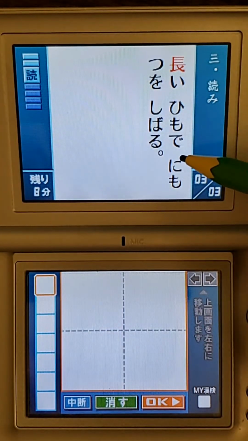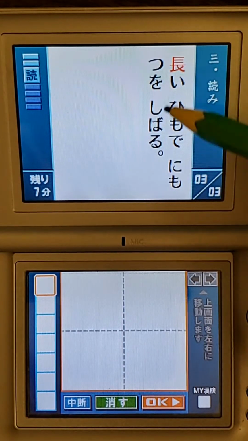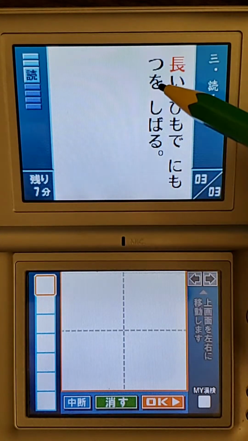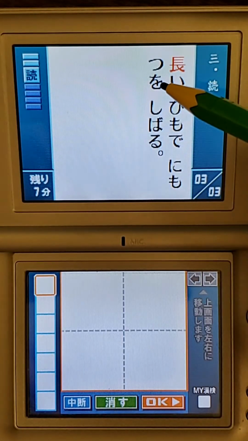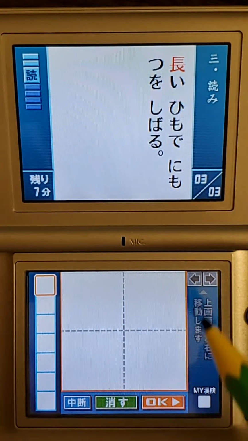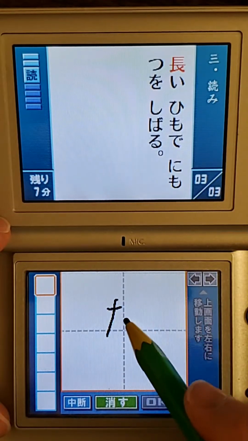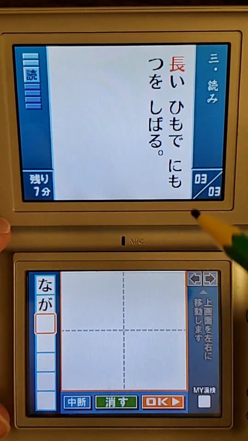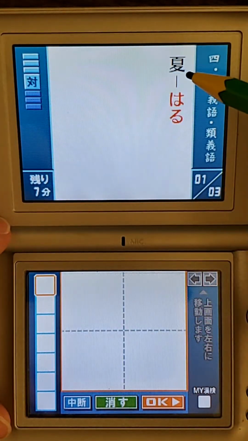Nagai himo de nimotsu o shibaru. Nagai himo is like a long string or thread or rope, like small rope. Nimotsu o shibaru. Nimotsu is luggage or something like that. And shibaru, I guess, is to pack it or tighten it up or something, close it. So nagai. Whoops, not that. That's how you write it. Naga. Nagai. Long.